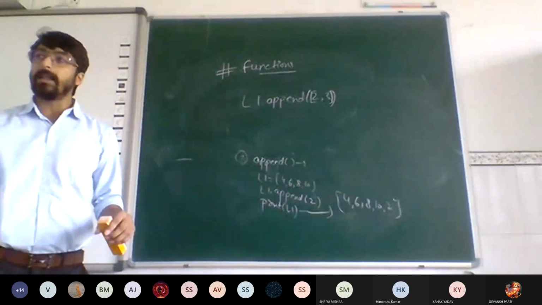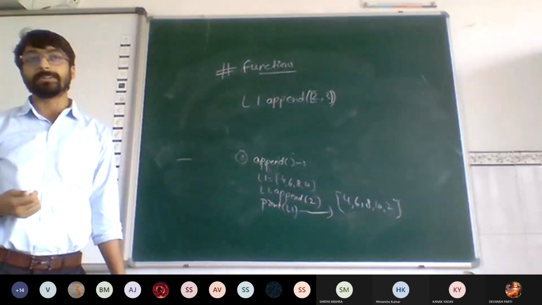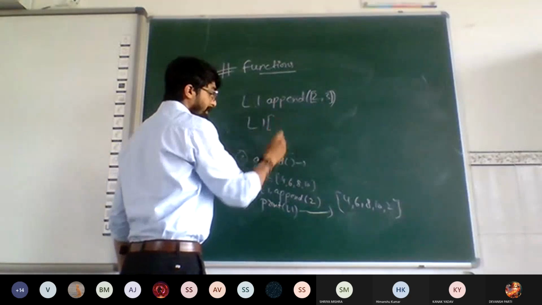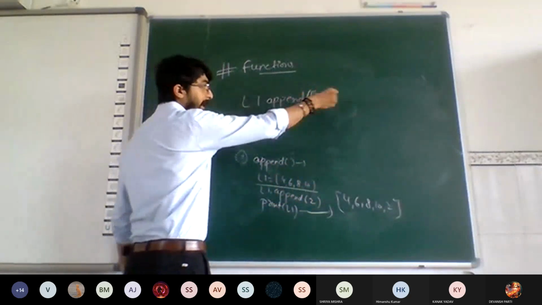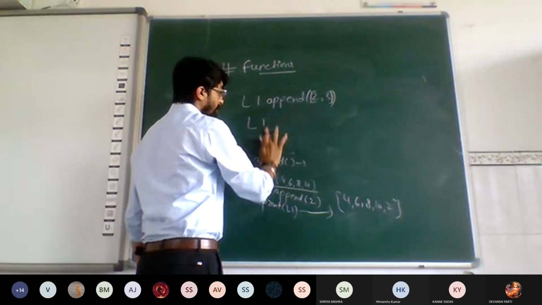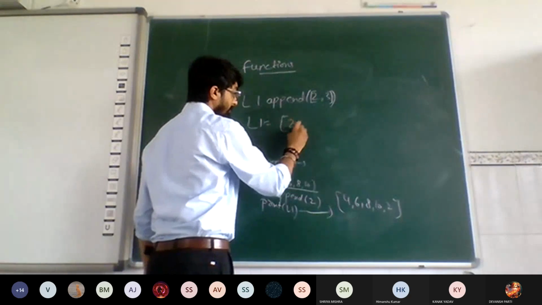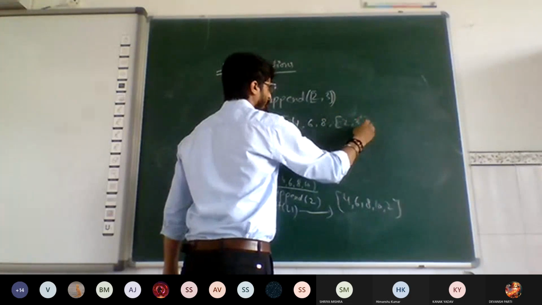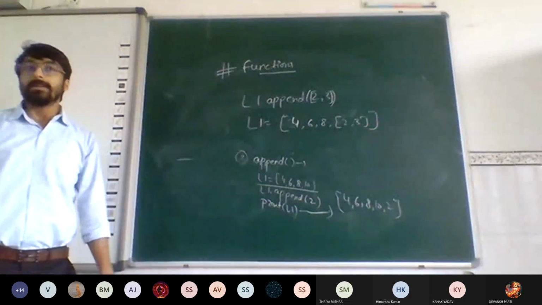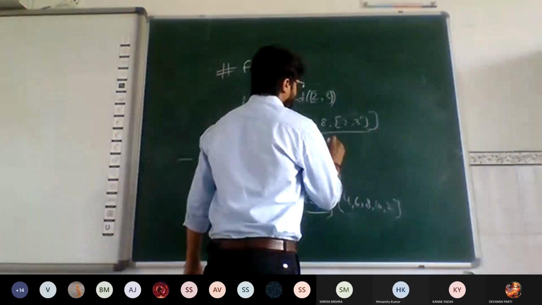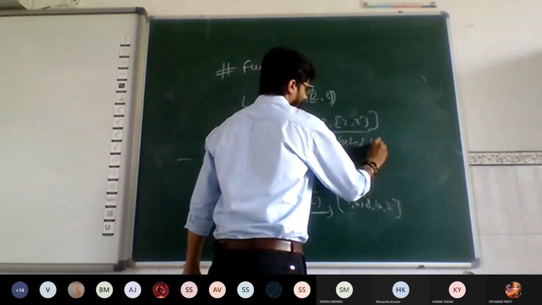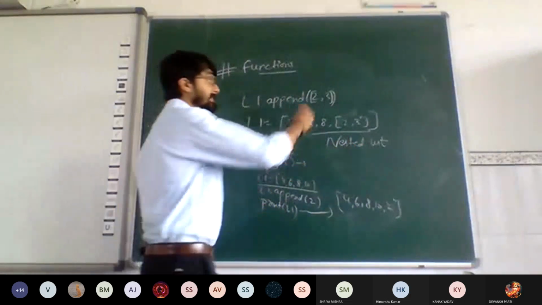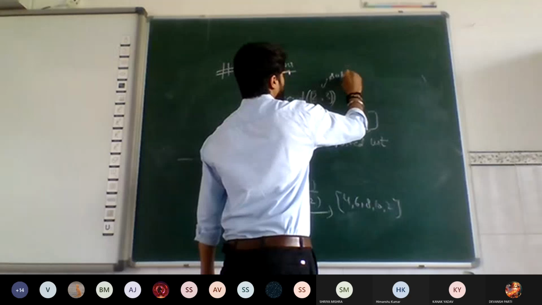But if I am appending a list in that list, then what? Your output will be like this. Let the list be 4, 6, 8, 10, and I have appended 2, 3. So the list will be 4, 6, 8, 10, and then [2, 3]. Now this is known as a nested list, and this inner one is known as a sublist.